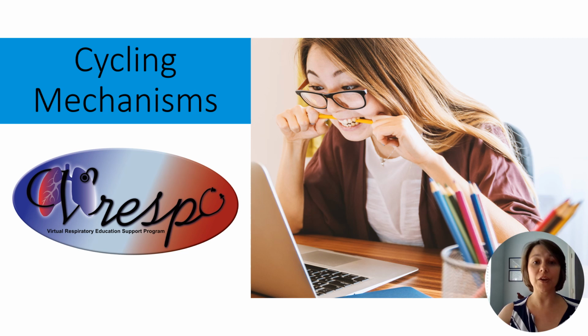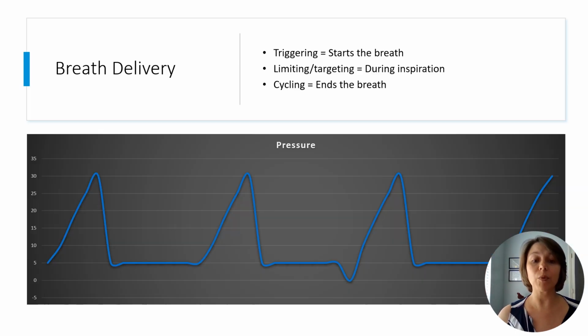In our first two videos, we talked about triggering and limiting, and now we're finally going to talk about cycling mechanisms. One more time, we'll just review our breath delivery. Remember, we talked about triggering. That was the start of our breath. Then we talked about the limiting mechanism that occurs during inspiration. And now we're getting ready to talk about the cycling mechanism. That is what is actually going to end the breath.